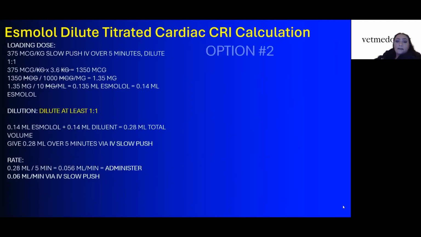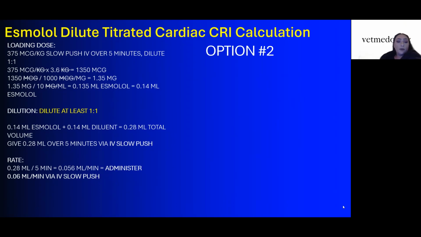Okay. So this is option 2. This is a much easier way because the other way you have to math out every single one of those. This is a way that shows you how to figure out the rate of change, basically, that you use to put into a table and go ahead and calculate the CRI much easier than mathing out all of those individual CRIs. So for the loading dose, again, 375 mics per kg, slow push, IV over 5 minutes, dilute 1:1.